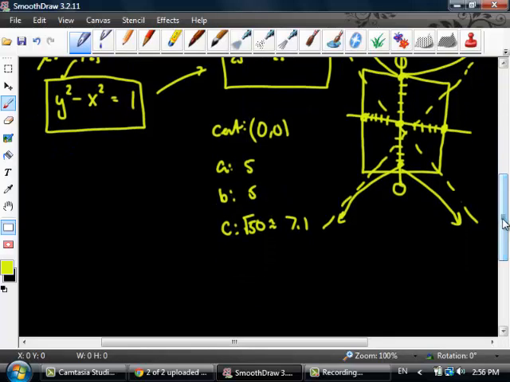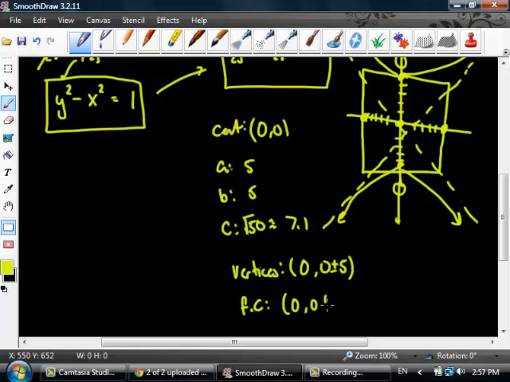Now, once we're done graphing the hyperbola, we need to find a couple more things. The vertices. We always center our vertices at 0, 0. Now, it's going to be plus or minus 5. Which one's going to get the plus or minus? The x or the y? Jake? The y. Because it's an up and down. 0 plus or minus 5. And the focal coordinates are going to be anchored at 0, 0 plus or minus root 50.